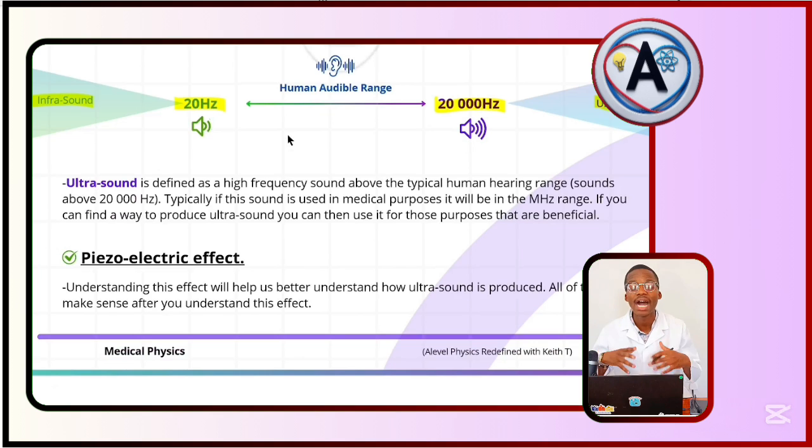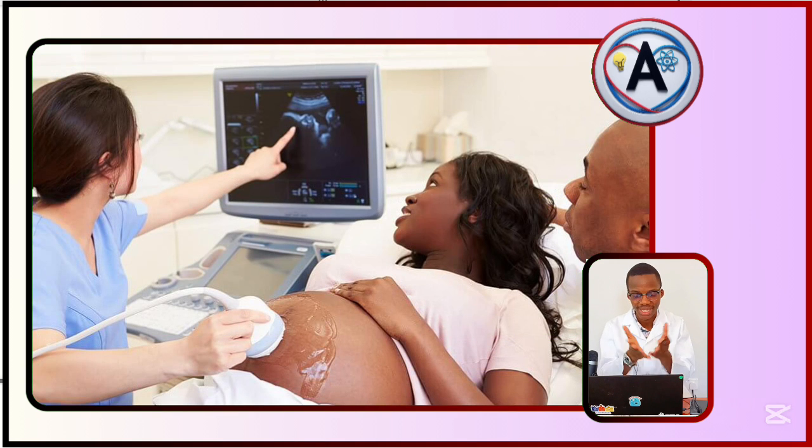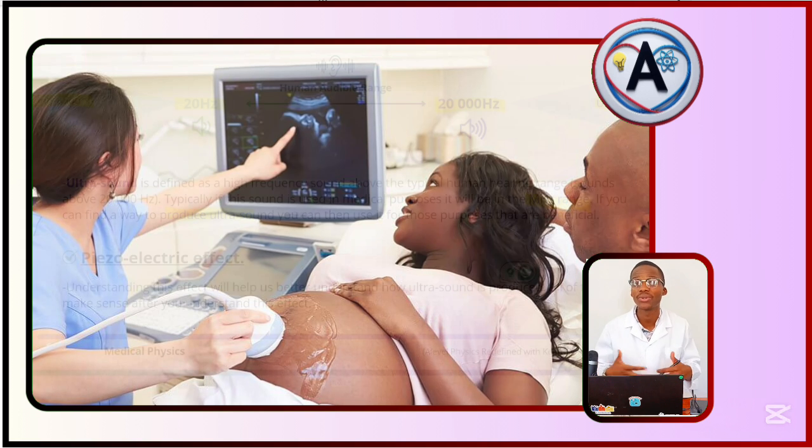Typically, if this sound is used for medical purposes, it has to be in the megahertz range, right? So big, like 5 million hertz. If you can find a way to produce ultrasound in that manner, you can use it for purposes that are beneficial. I'm going to give you a little spoiler alert and tell you the process in which ultrasound can be used. As you can see on the screen, it's for pregnant mothers to scan what's happening inside their bodies. We found a way to use ultrasound in that.